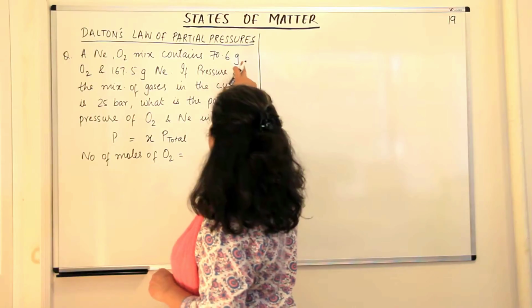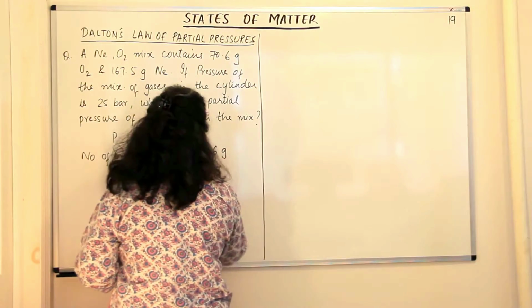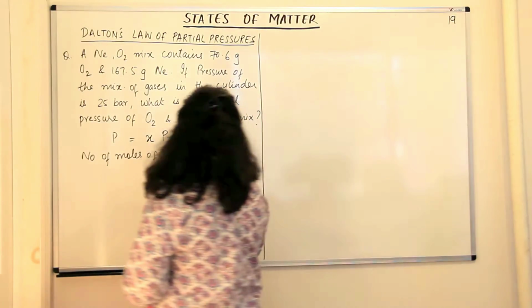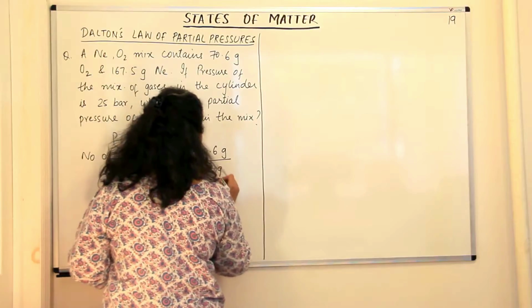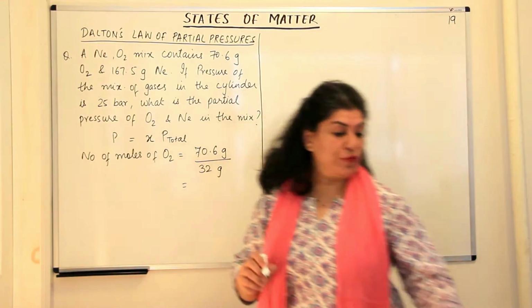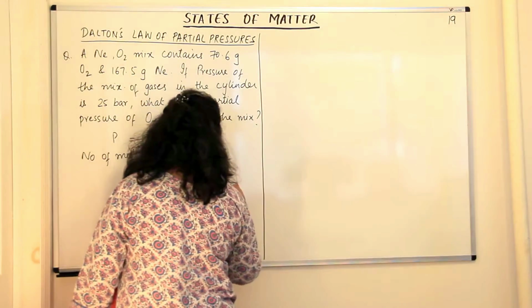So what is the mass of oxygen given to us? It contains 70.6 grams of oxygen. So we write 70.6 grams of oxygen divided by the molar mass of oxygen, which is 32 grams. We already know that. If you divide this by 32, you get the number of moles of oxygen, which would be equal to 2.21 mole.